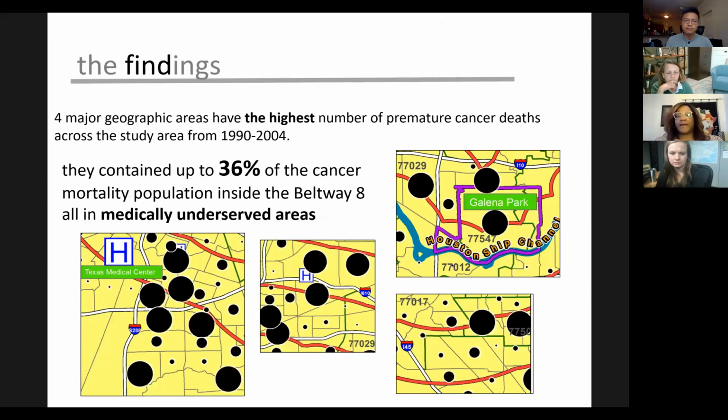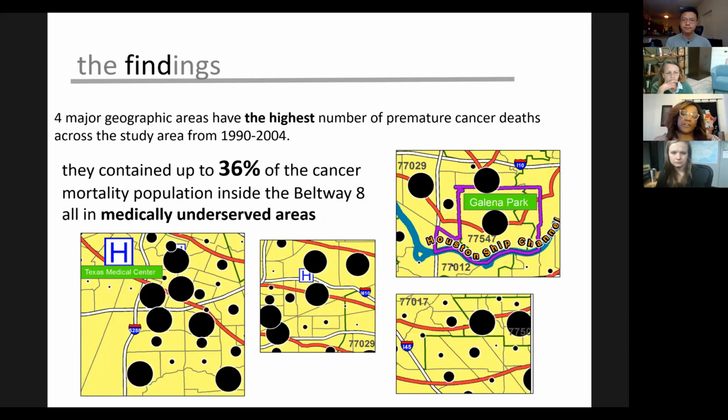So what did we find? There were 4 major geographic areas that have the highest number of premature cancer deaths across the study area from 1990 to 2004. They contained about 36% of the premature cancer mortality inside the Beltway. They were all in medically underserved areas.